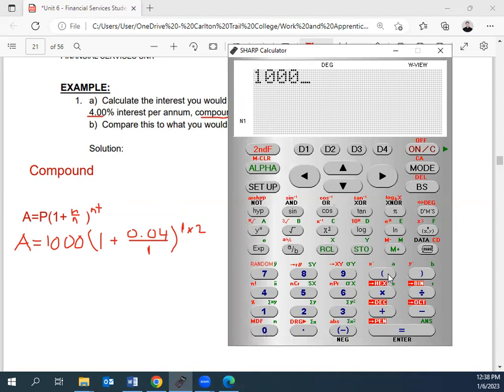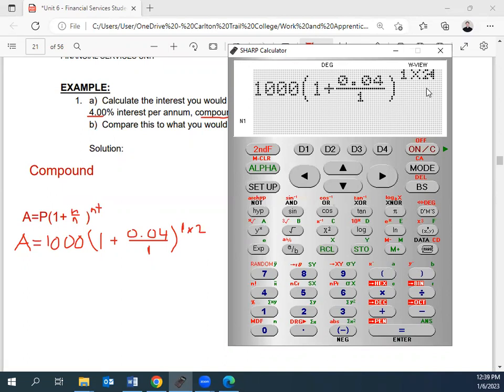So I'm literally going to put it in exactly how you see it. 1,000, bracket. That's these things here. It's 1 plus, put a fraction, 0.04, all divided by 1, close that bracket. And then if you want to put something up here, you need to press this symbol, this Y with a little X on it. You click that, and then you can put 1 times 2 up here. You could also just put 2. But it's that little button there to get to a whole exponent.